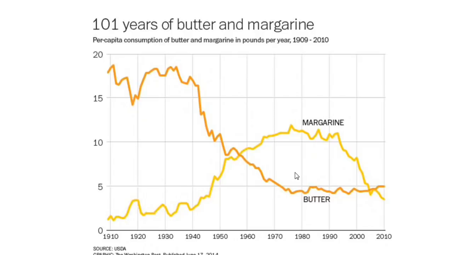So if you look at margarine sales, for example, and butter went way down in the 50s and 60s. We all switched to margarine, and then margarine sales are now plummeting, and giant companies like Unilever are trying desperately to get out of it, right?